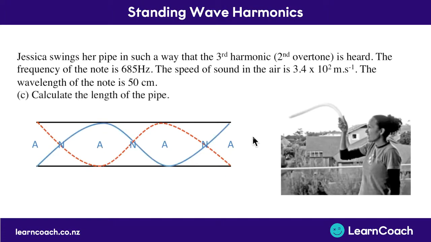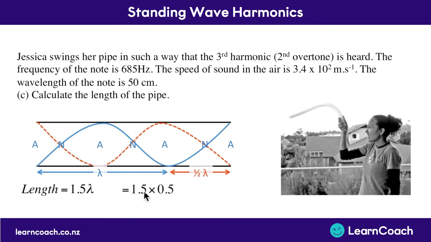This third part we're going to look at is calculate the length of the pipe. So we know that the wavelength is 50 centimeters. So we have one wavelength here, one complete up and down of the blue. But we also have another half wavelength. So we know that we have 1.5 wavelengths in our pipe. That's what the length equals. So the length must be 1.5 times our 50 centimeters, or our 0.5 meters, which gives us 75 centimeters, or 0.75 meters, as the length of our pipe.